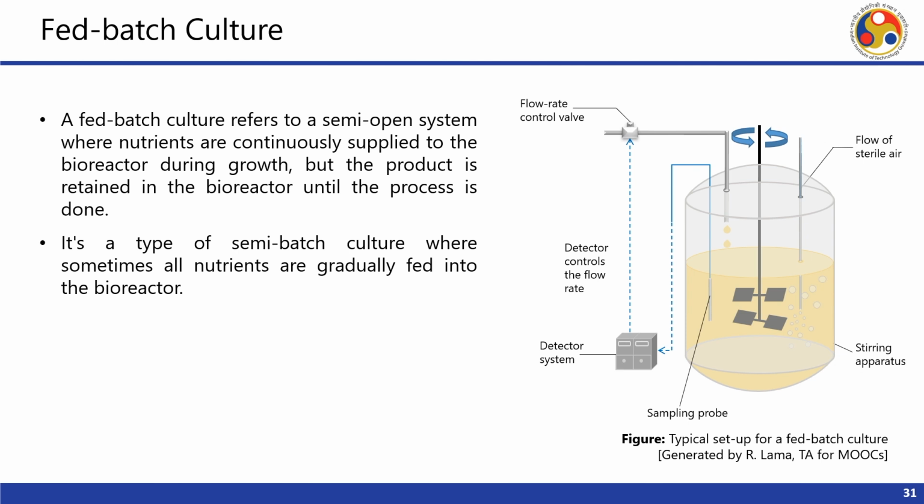So, here we have a flow rate control valve. And then you have also a sampling probe which will tell us about the media conditions like temperature, pH, etc. And then there is a stirrer which will keep on mixing the media from time to time, and it is supplied with sterile air. So, there is a special air supply system through which this air will be injected into this system.